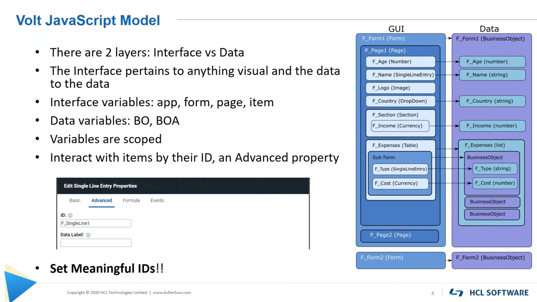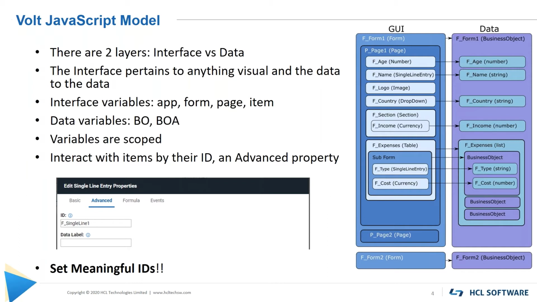On the data side, you're going to have the bo dot, which is your business object. You don't have to specify the form, so the bo defaults to whatever form you're in, and then you would just go bo, the field ID, and then set required or get value, set value, that sort of thing. As I said, variables are scoped, so if you create a variable within one scope, it's not going to be available at a higher scope. So just something to keep in mind.